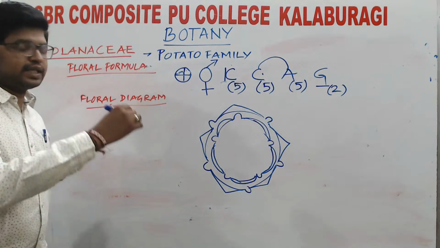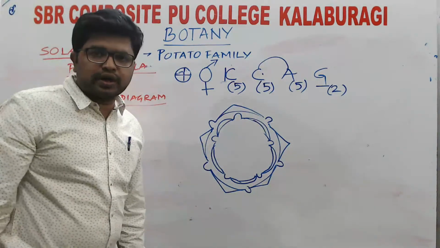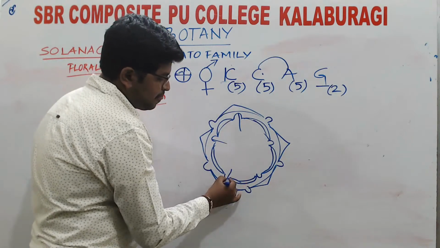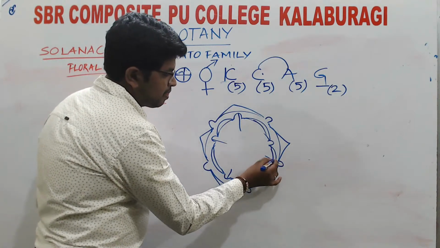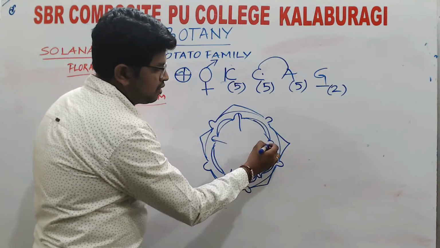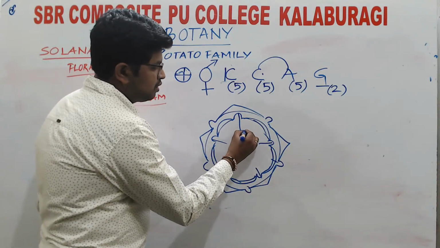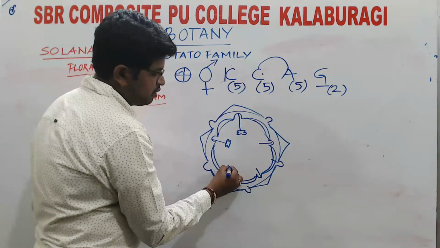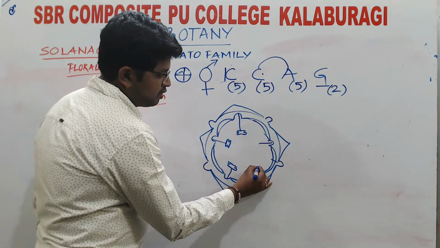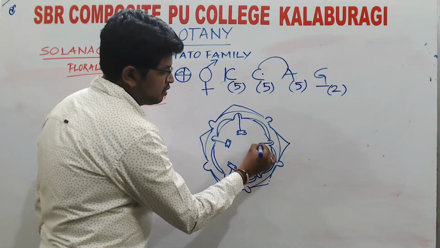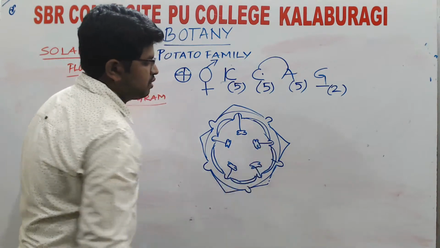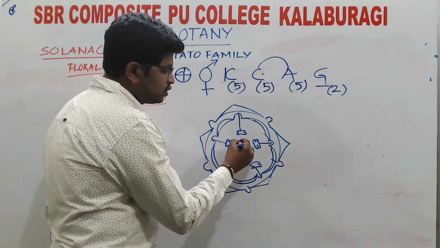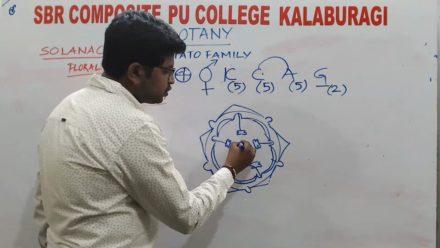Right? Now, next is androecium, third word. Androecium, what kind is there? Five are there. So you want to stretch like this, five. Okay, inside to that what we have? We have gynoecium. Gynoecium will be at the center. So what kind of gynoecium? Two carpels are there. So two you have to draw.